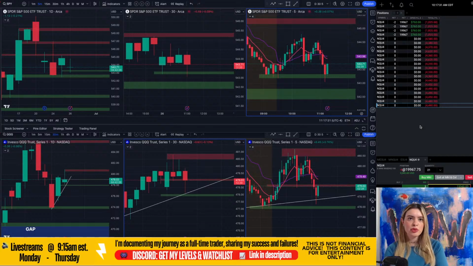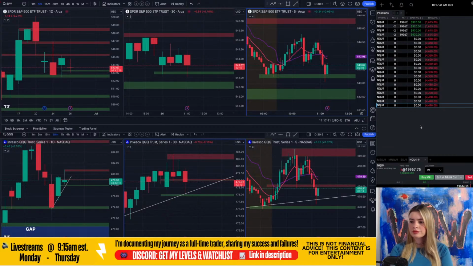But very choppy day so far. Especially on SPY. And based on the daily, my QQQ puts are still very much valid.